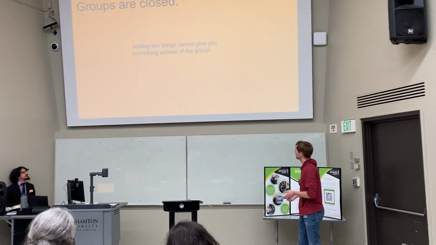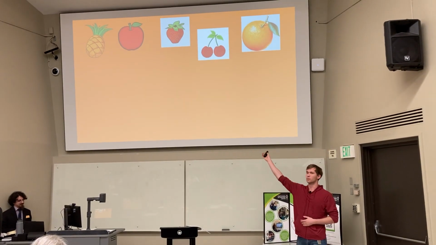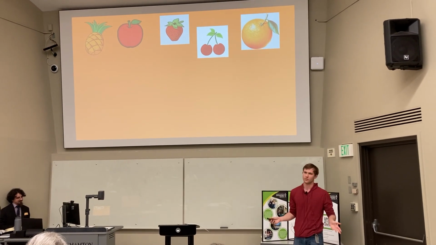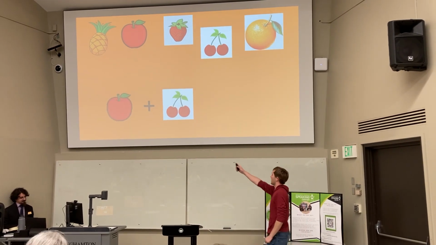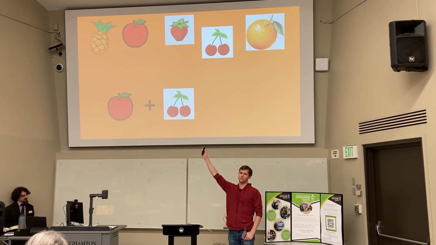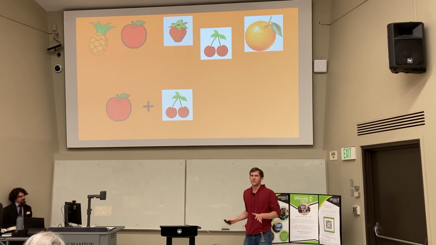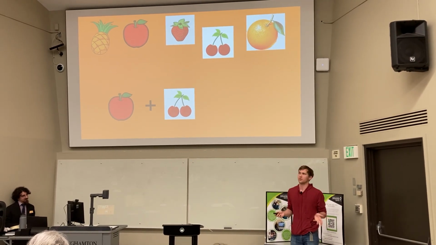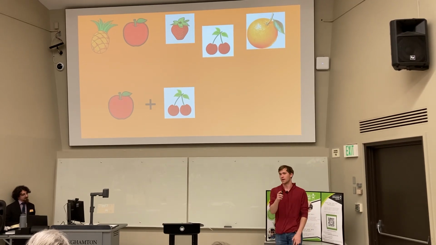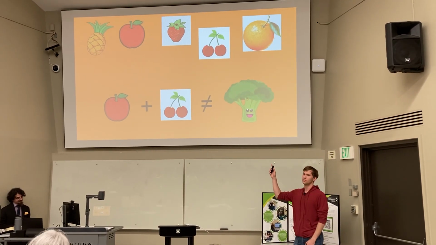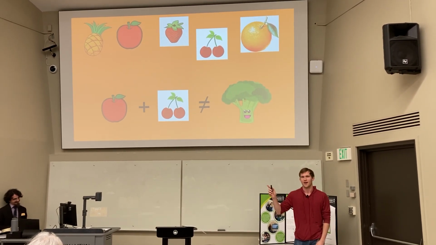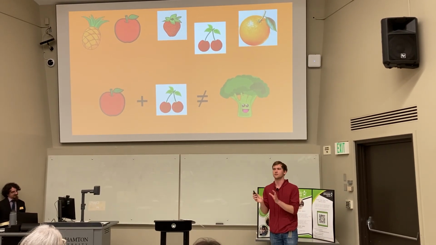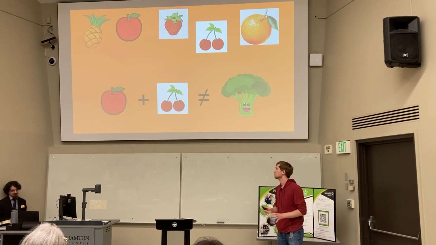For example, let's say I have the group of fruits: a pineapple, apple, strawberry, cherry, and orange. Very simple. Okay. So let's say I were to add an apple and a cherry. Now, I'm not going to try to guess what adding these 2 fruits is going to give me. I could just get an apple and a cherry. That's fine. But what I won't get is broccoli, because broccoli is a vegetable. And that's the vegetable of groups. So groups are closed, as in they're like tight-knit neighbors, you could say.